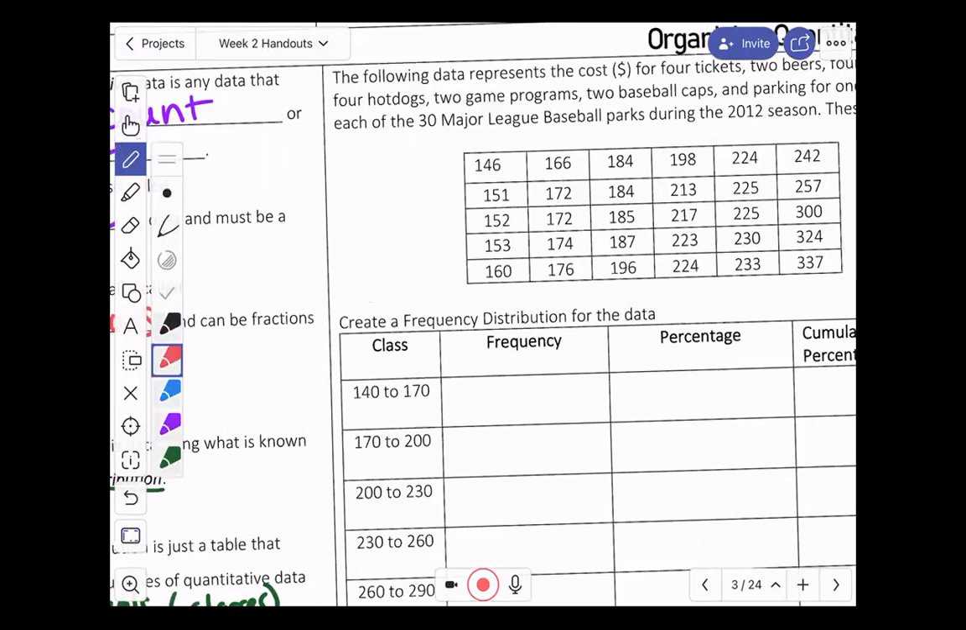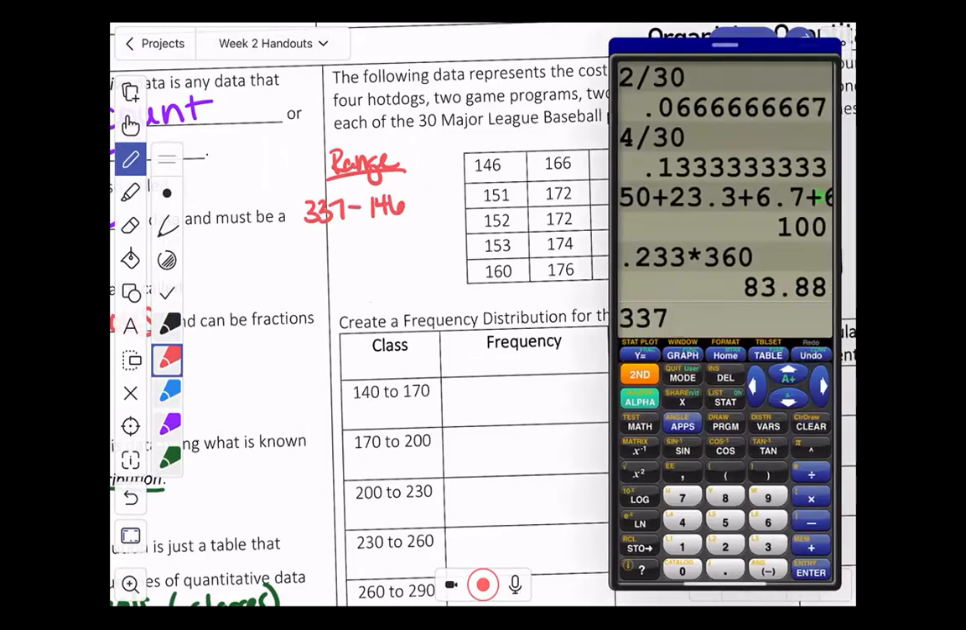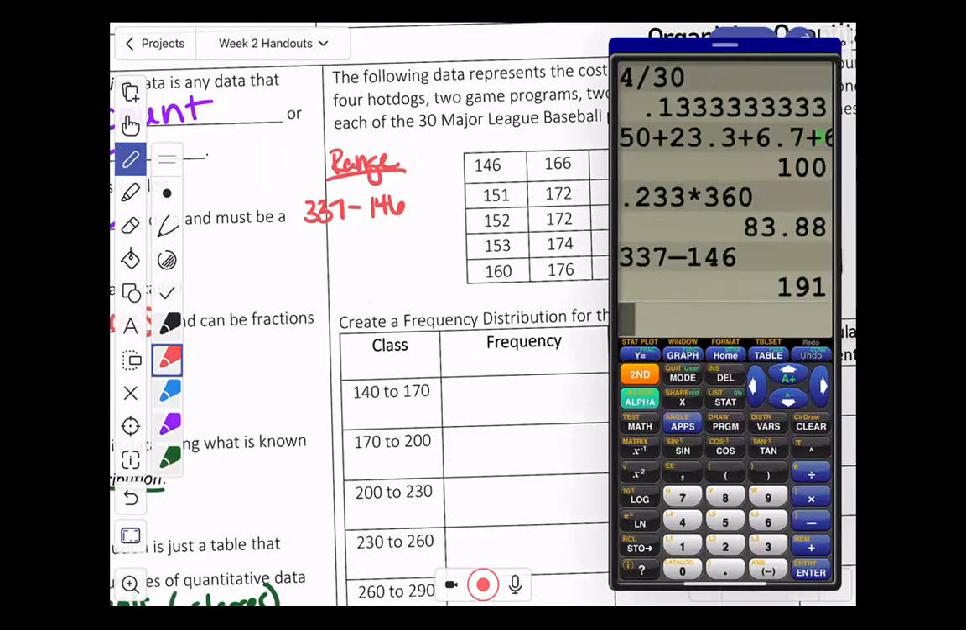So I'm going to take 337 and subtract 146 from it. And when I do that, I get 191. So I know the range is 191. Now, I know I want 7 classes. So I'm going to take 191.